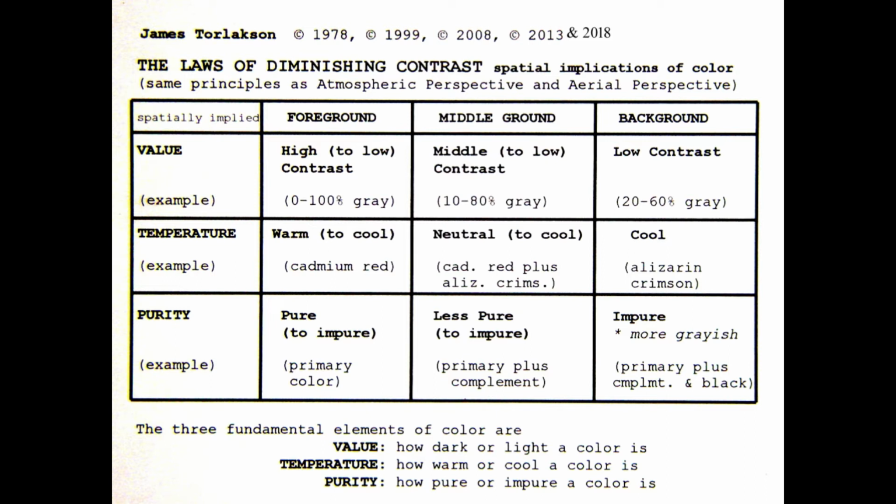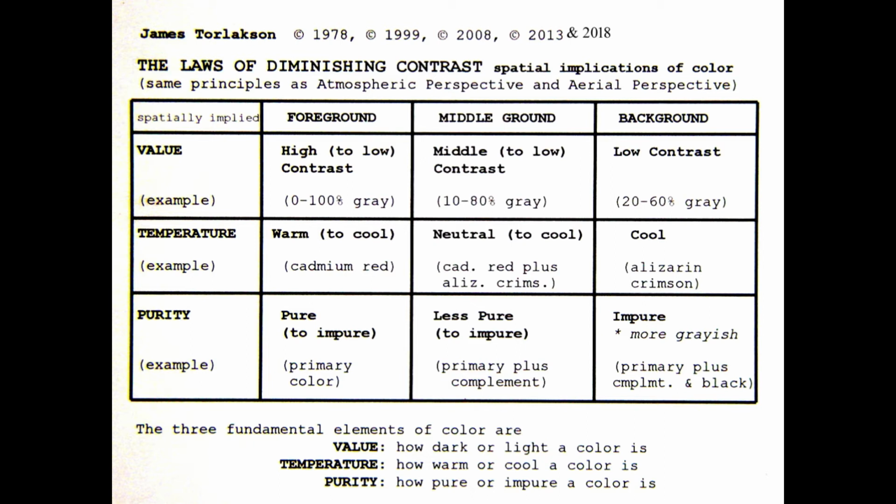When light travels a little greater distance in the middle ground to get to you, you're going to see colors that I'm going to call, because the English language does not have words that describe increments of purity, colors that are less pure to impure.